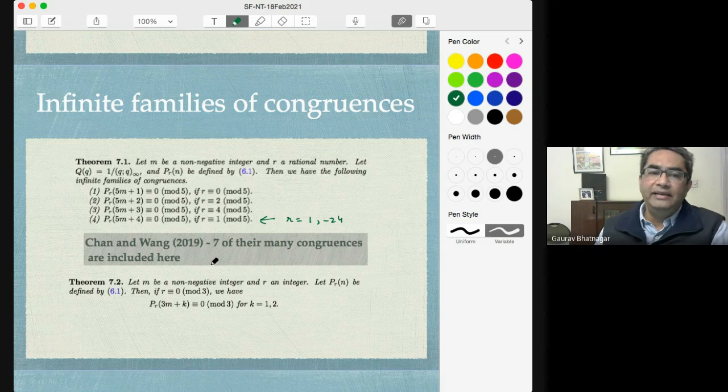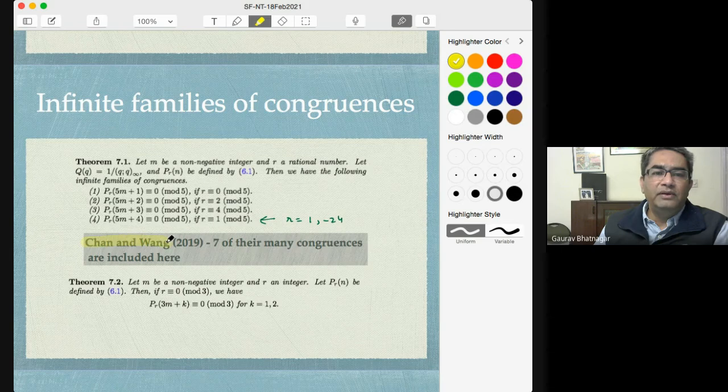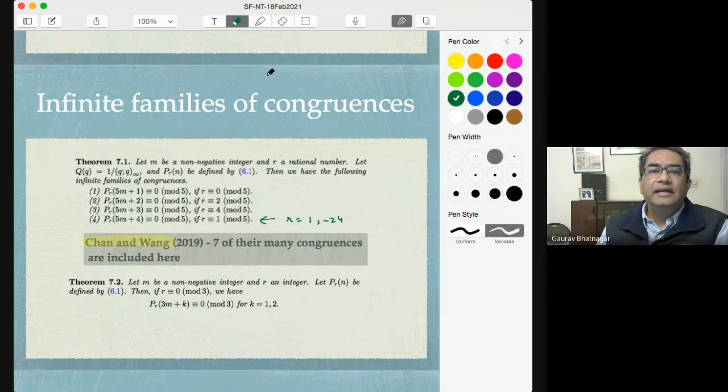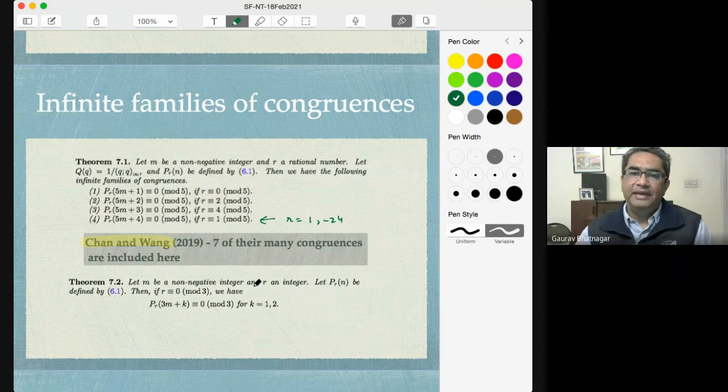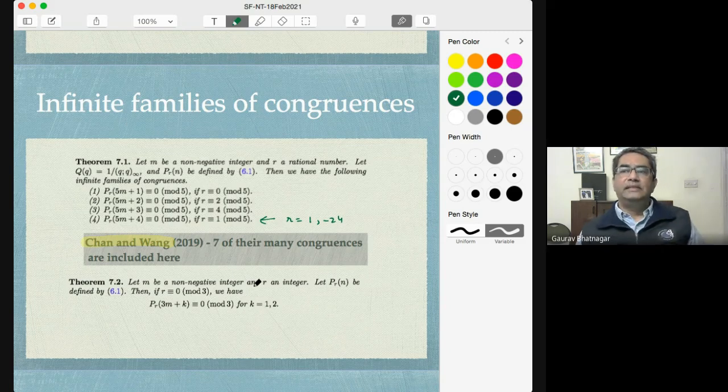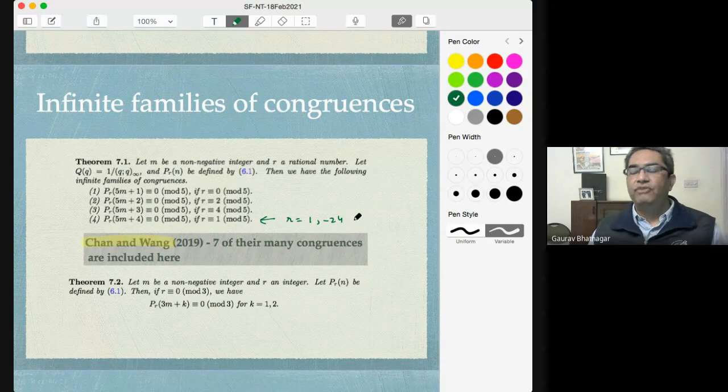Now it's very recent work, by Chan. This is Heng Huat Chan. We were talking about Chan and Wang recently. Heng Huat Chan and his student Wang, who is now a professor in China, has agreed to give a talk in our seminar too. In 2019, they wrote a very interesting paper where they found and proved many congruences where this R was a rational number. They considered powers of the eta function, proved many congruences, and found many more.